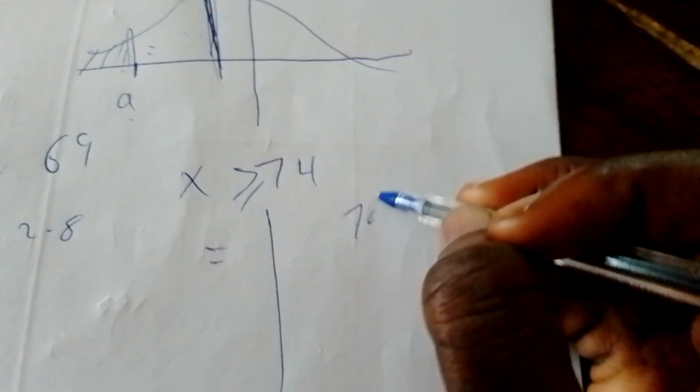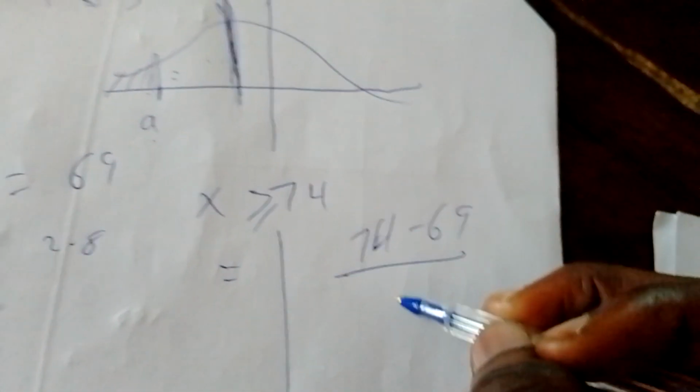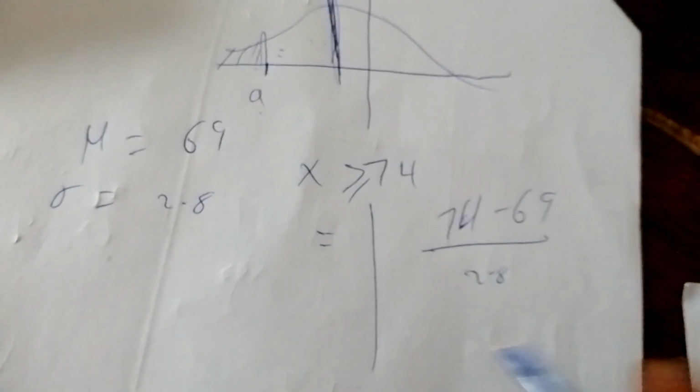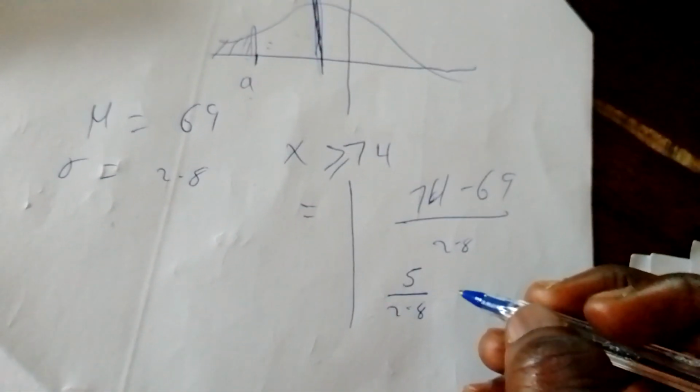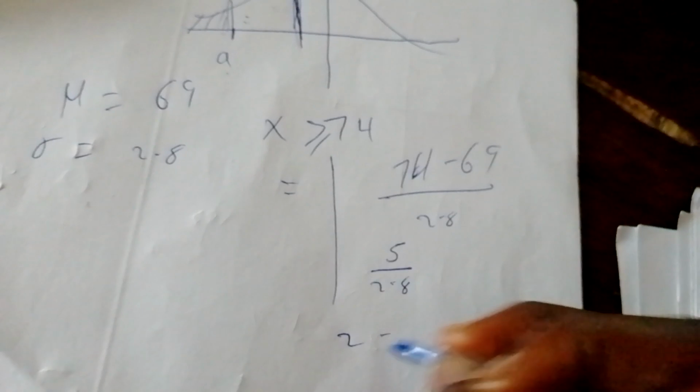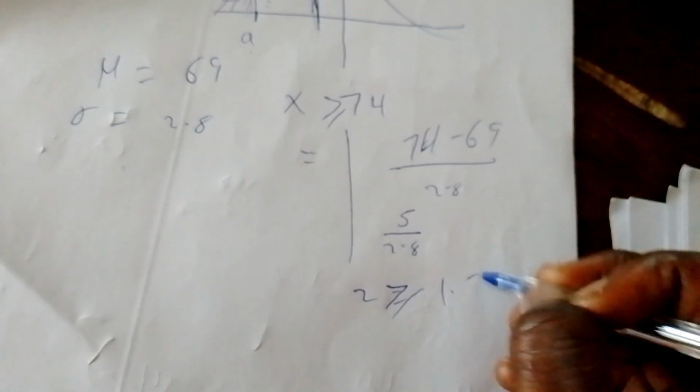So we take 74 minus 69 over 2.8, right? And if you compute this, this will give you 5 over 2.8, which will give you 1.79. So we have our z, so z greater than or equal to 1.79.